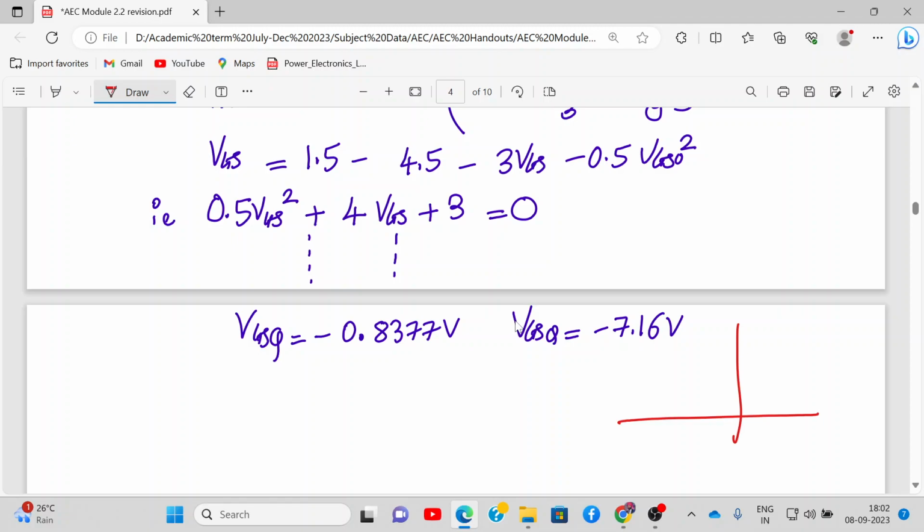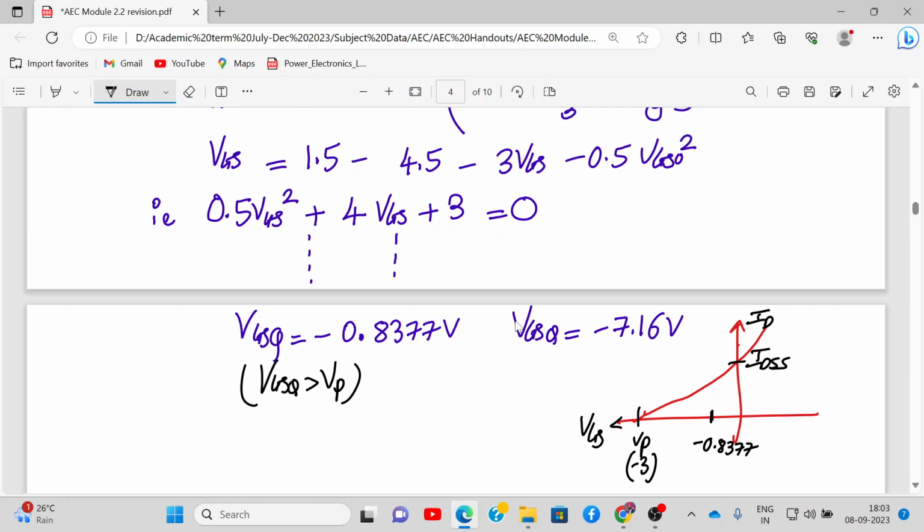See, this is my graph. This is ID versus VGS. This is ID, this is IDSS. Now VGS has to be greater than VP. In our case, how much is VP? Minus 3. And what is the value of VGSQ we are getting? Minus 0.837. So it's well within this, right? So VGSQ is greater than VP. That's why we select this value.